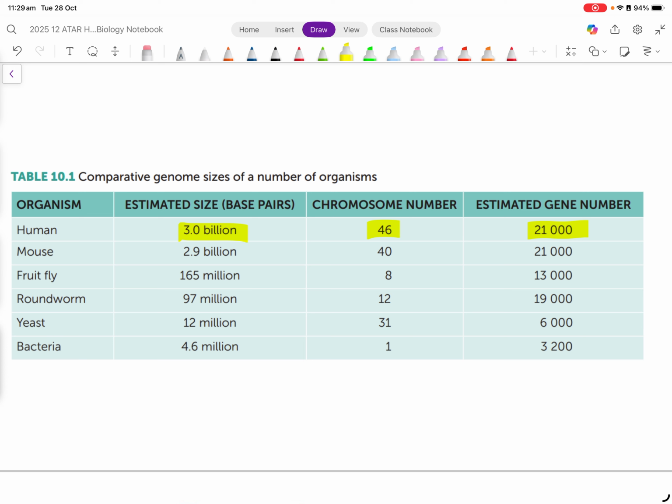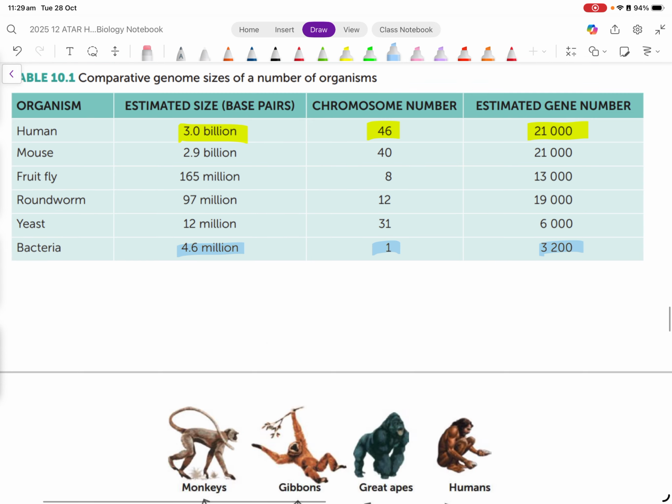But as we go all the way down to something, I'll use my blue pen here, like bacteria with 4.6 million base pairs, only one chromosome, 3,200 genes. So we can have great variation in terms of genome sizes. It just depends on what the genes are being used for and potentially how evolved that species is.